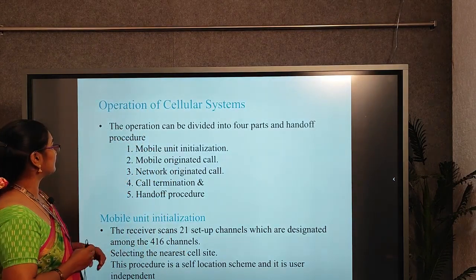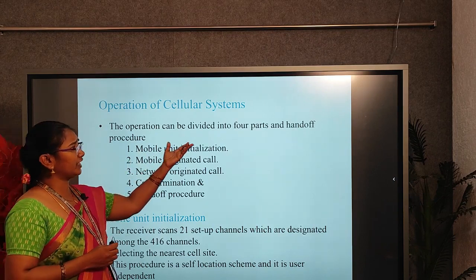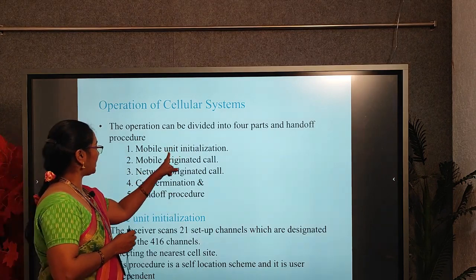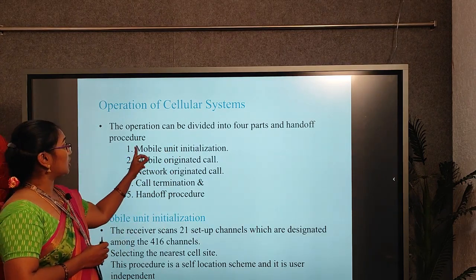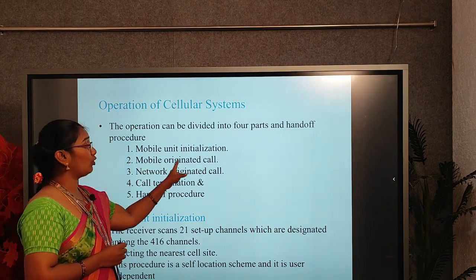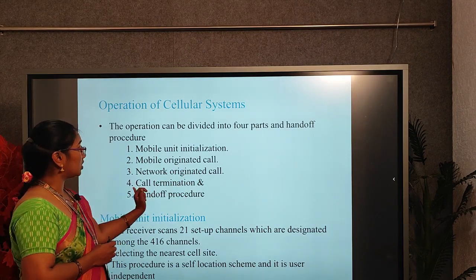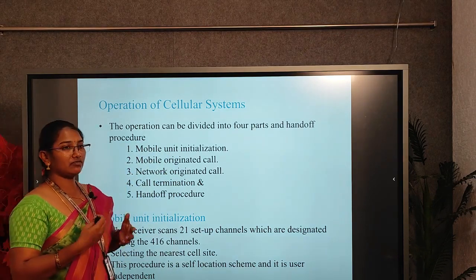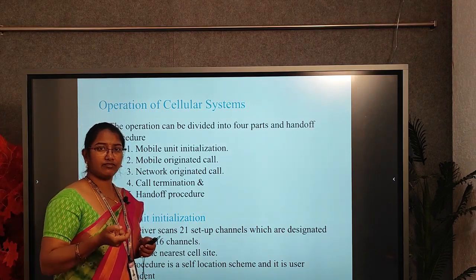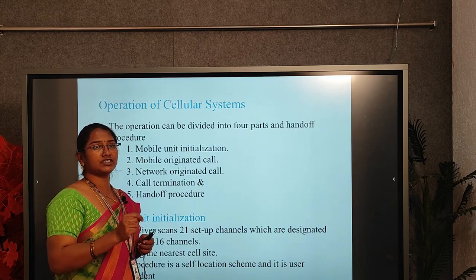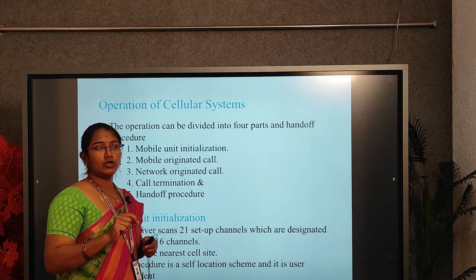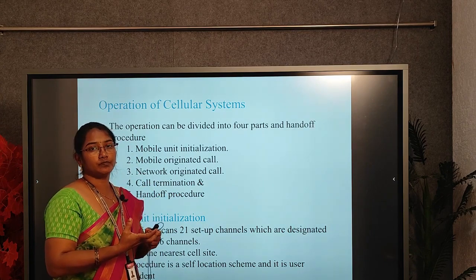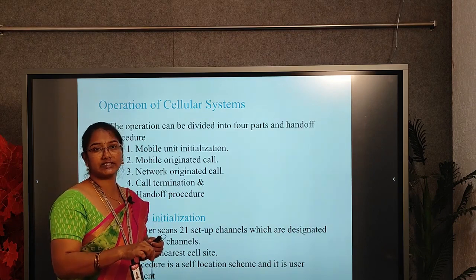Operation of cellular systems. The operation can be divided into four parts and a handoff procedure. The first one is mobile unit initialization, then mobile oriented calls, network oriented calls, call termination and handoff. What is mobile unit initialization? Whenever I switch on the cell phone, my cell phone itself searches for the signal or the nearest cell site, which is nearest to me to give more signal, right? The cell phone itself searches.